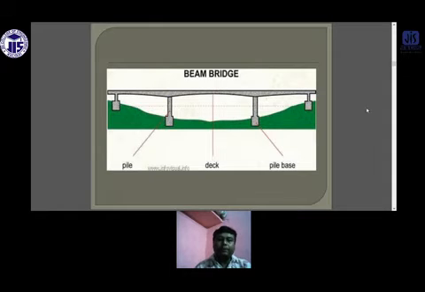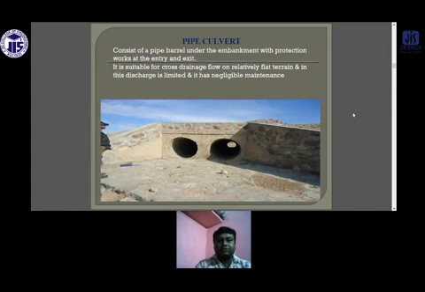So this is the pile, meaning the pillar, and here is the cover, this is the deck, and this is the pile base. Whatever is above, this deck portion, is called the superstructure, and whatever is below the deck is called the substructure.